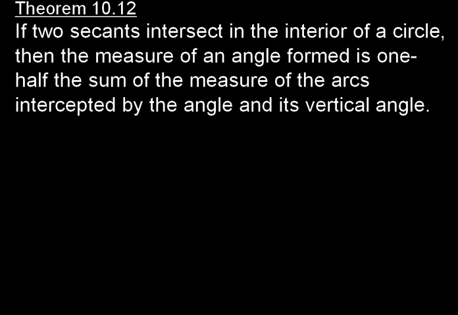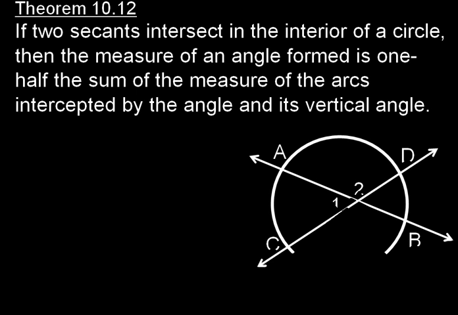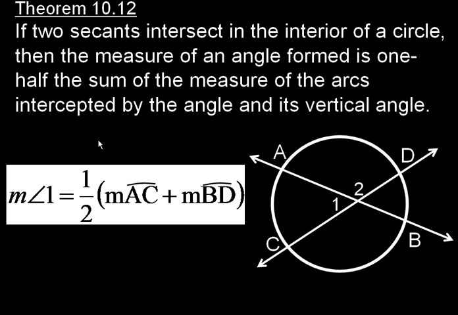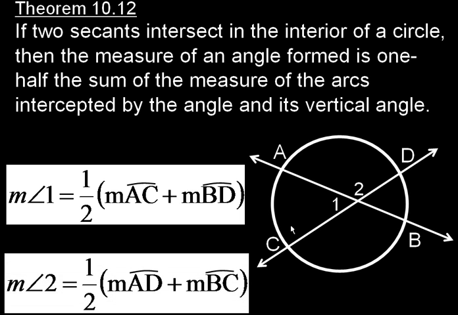Theorem 10.12 says if two secants intersect in the interior of a circle, then the measure of the angle formed is 1/2 the sum of the measure of the arcs intercepted by the angle and its vertical angle. Okay, so here we have secants AB and CD, and if we just focus on the measure of angle 1 right here, it is 1/2 of the measure of arc AC and arc BD. Also, if we focus on angle 2, its measure would be 1/2 of AD added to BC.